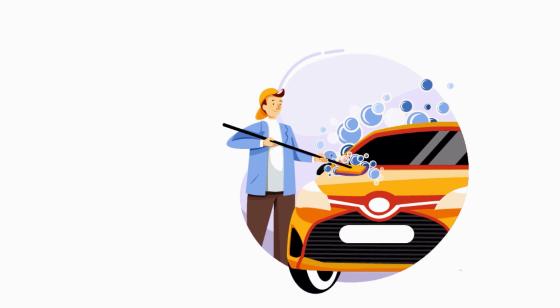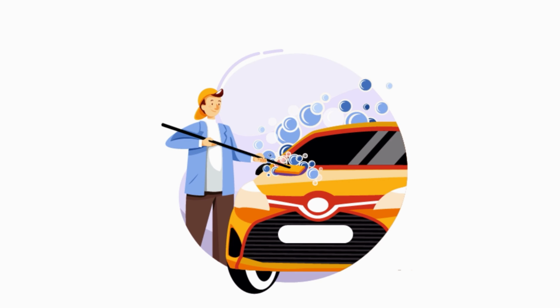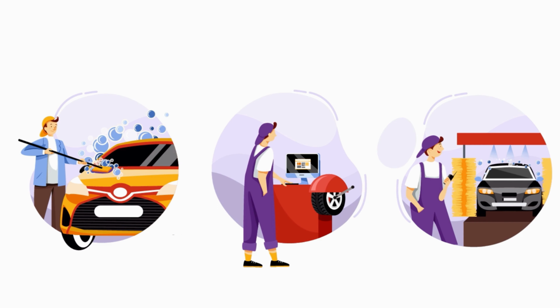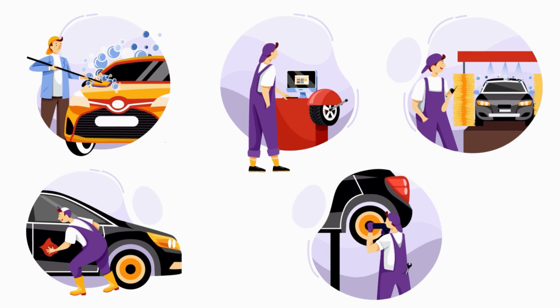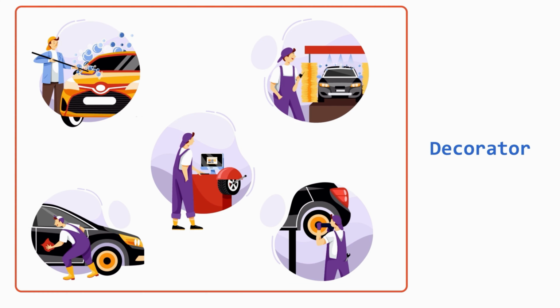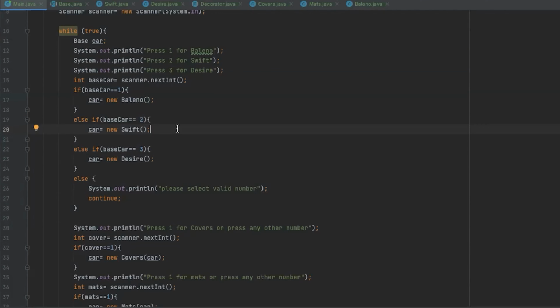If you can think of car servicing, where you want car washing, so car washing bill calculator. If you want a premium wash or you want a basic wash, if you want your nuts and bolts to be replaced, this is again another decorator. If you want your mats to be dry cleaned, another decorator. So all of the features of this sort will use decorator pattern.